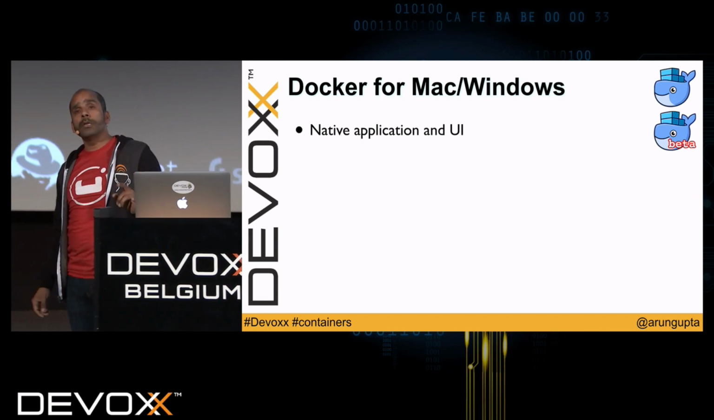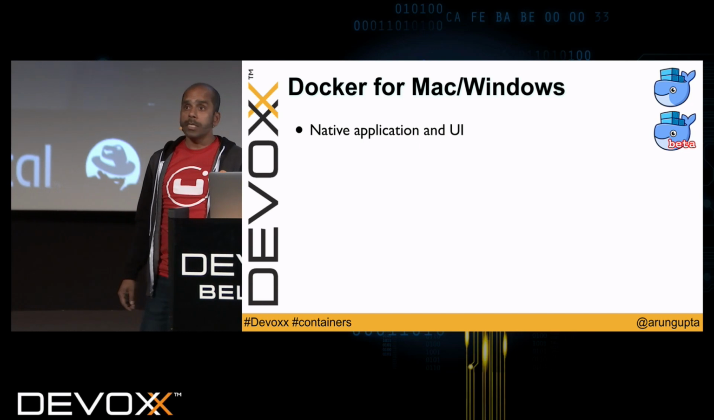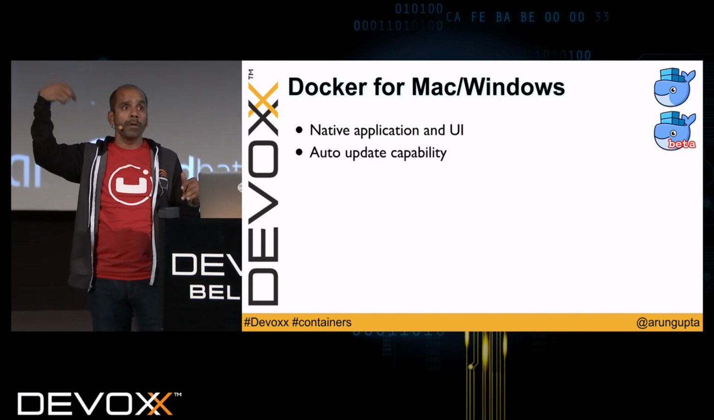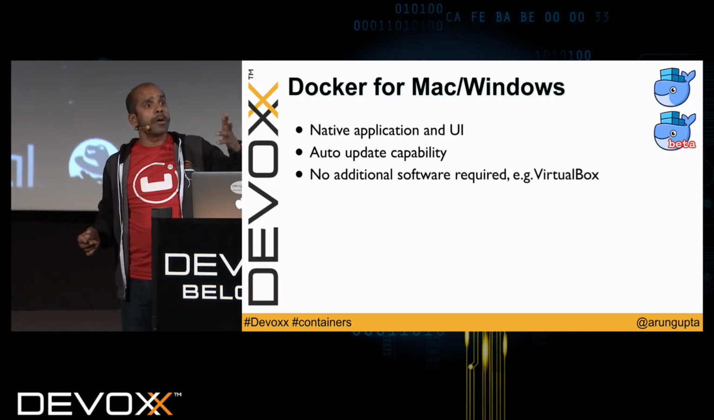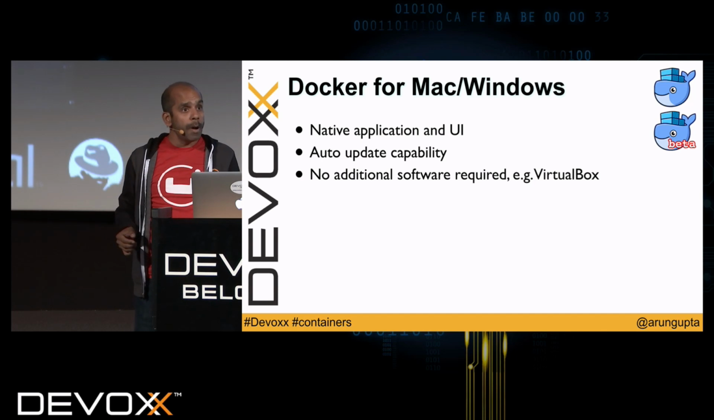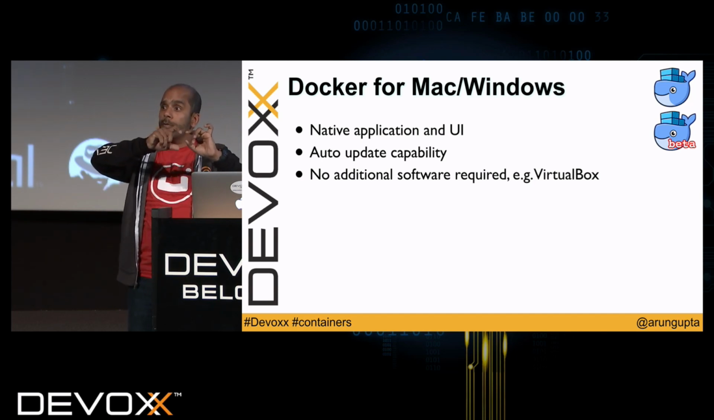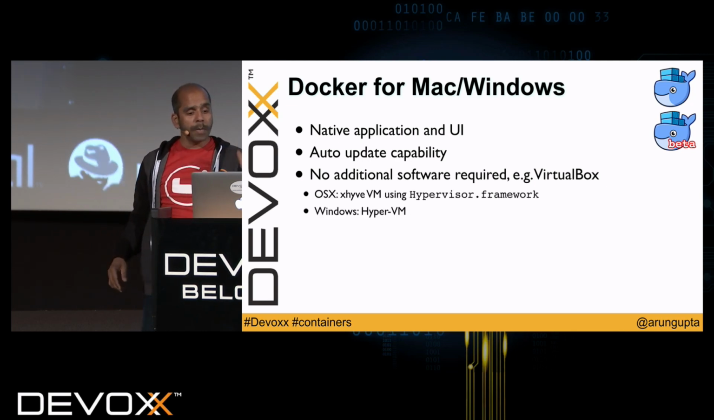If you're on a Mac or a Windows, Docker for Mac and Windows is the definitive way to get started with it. It's a native application. It automatically updates, so they automatically push any updates to you. Earlier versions of Docker required you to install VirtualBox, so you would create a hypervisor, and then in that hypervisor would be a Docker host configured for you, and then you can run containers, etc. None of that required. And how is that possible?